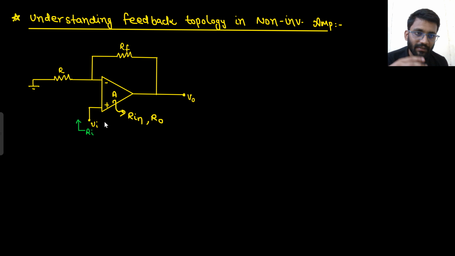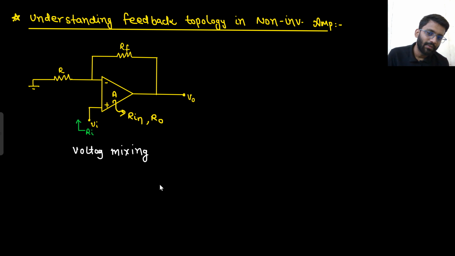Is there current mixing? No, there is no current mixing, because input current has only one path. Input current has to go like this. So there is certainly voltage mixing. And for sampling, what is the method I told you? For sampling, you just need to put V naught equals to 0. If you put V naught equals to 0, is there any part coming here? If your V naught is 0, there will be nothing coming here. So certainly there is voltage sampling.